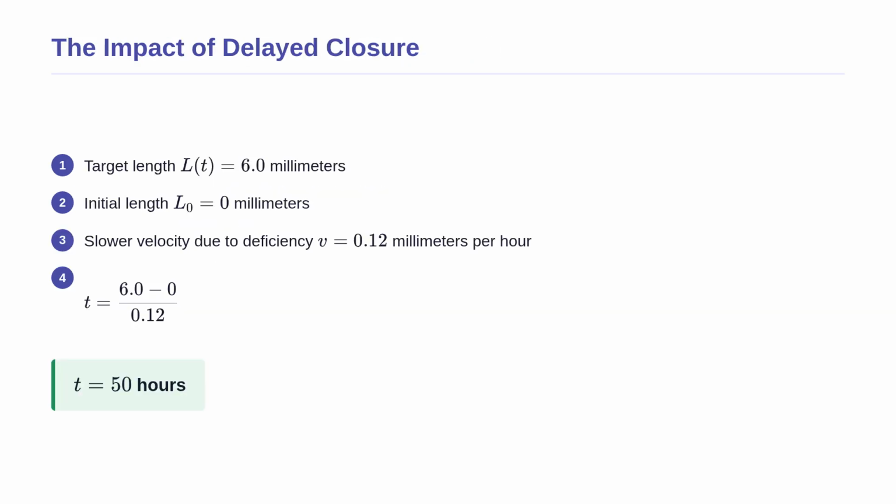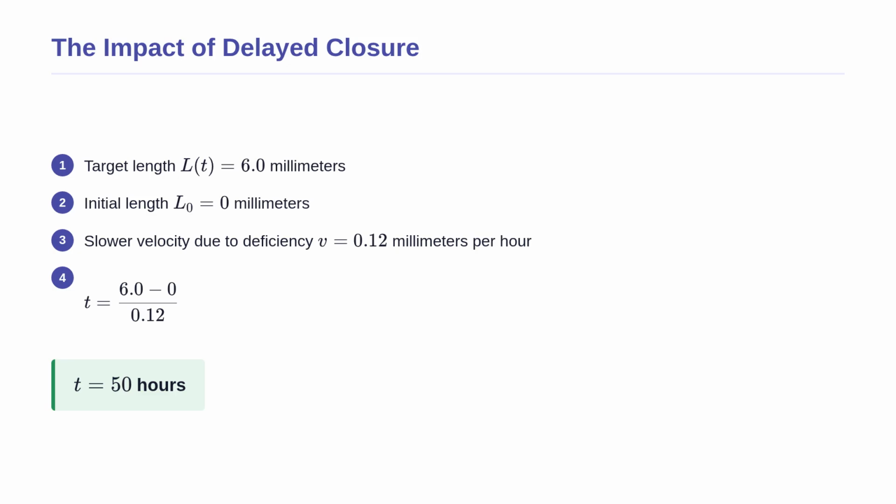Now that we have derived this time formula, let us apply it to a real-world scenario involving a developmental delay. Imagine an embryo with a slight folic acid deficiency, causing the neural tube to close at a slower rate of 0.12 millimeters per hour. The tube must reach a critical length of 6.0 millimeters to avoid a defect. We plug our target length, initial length, and slow velocity into our new equation.